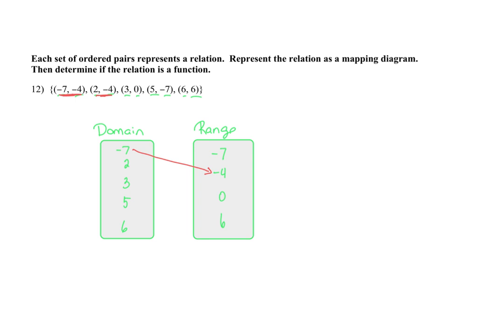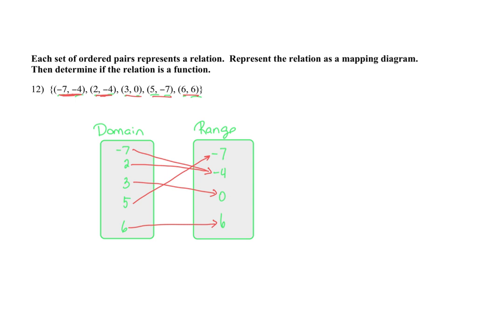From 2 to that -4. From 3 to 0. 5 to -7. And 6 to 6. All right. And then the last part is I'm going to tell whether it is a function or whether it is not a function. All right.